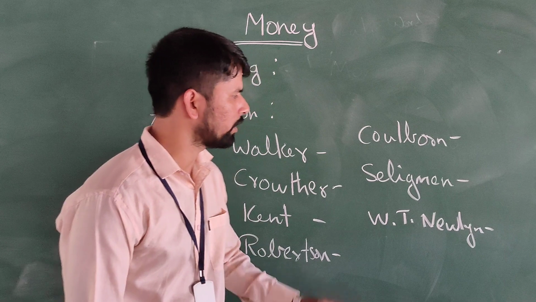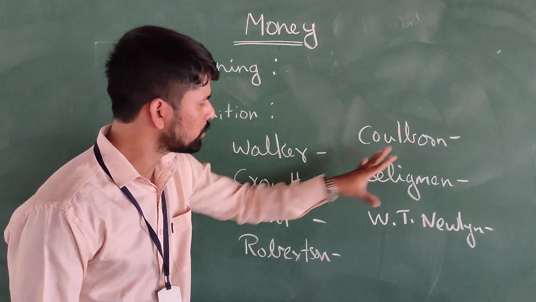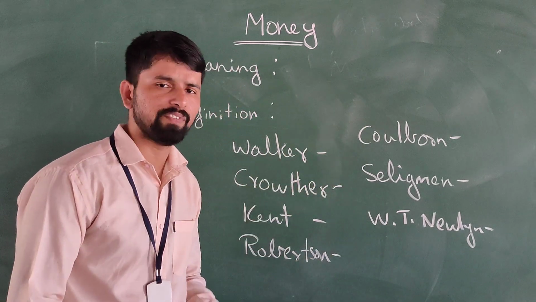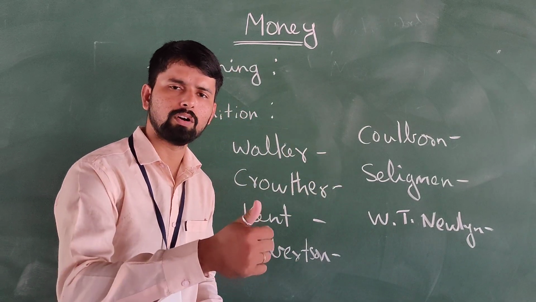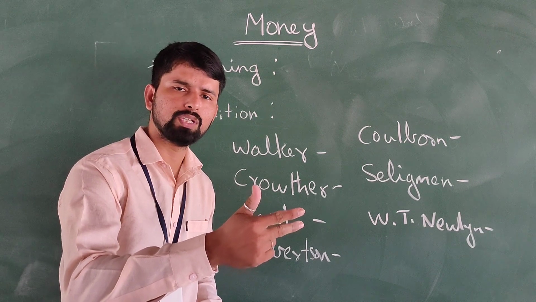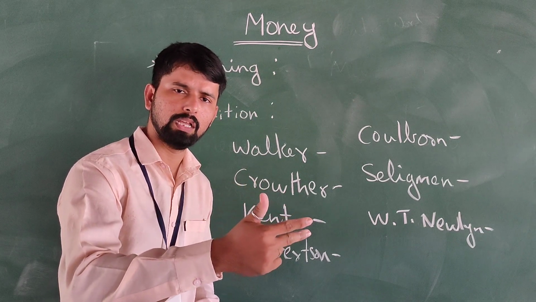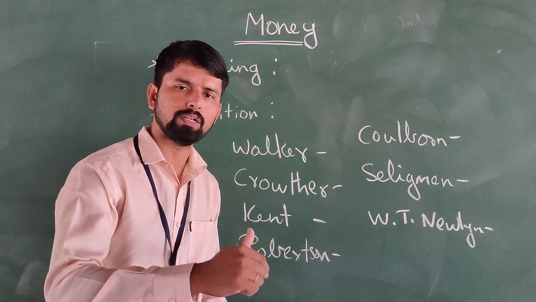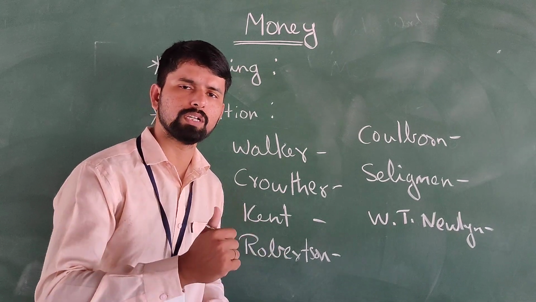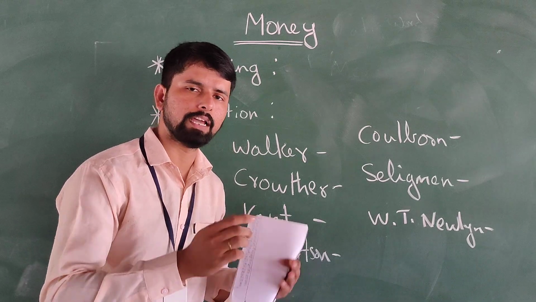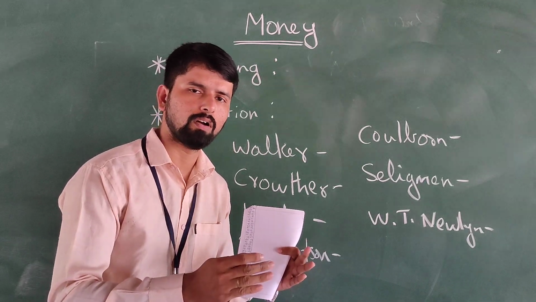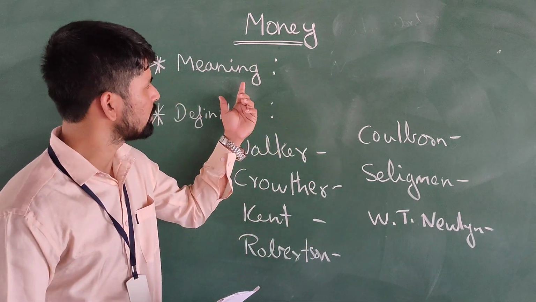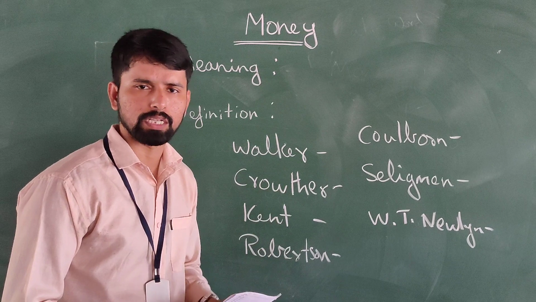So the conclusion, or the summarization of all these definitions, is: money is a thing or an object or a record which is used by all the people with general acceptability to pay for goods and services, or to repay debt in social or economic conditions. That is the meaning given by monetary economics.